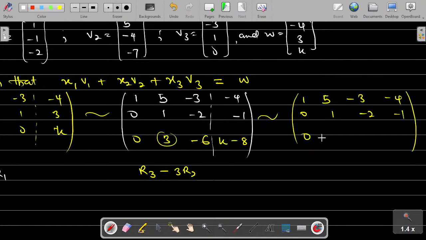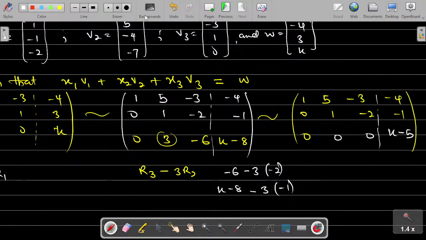This will be 0, and then this will also be 0, and then this is minus 6 minus 3 times minus 2. That's going to give you 6 minus 6 plus 6, which is also 0. And then on this side we will have k minus 8 minus 3 times this one, which is minus 1, and that's going to be k minus 8 plus 3, and that is going to give us k minus 5. Whoa, this is beautiful.